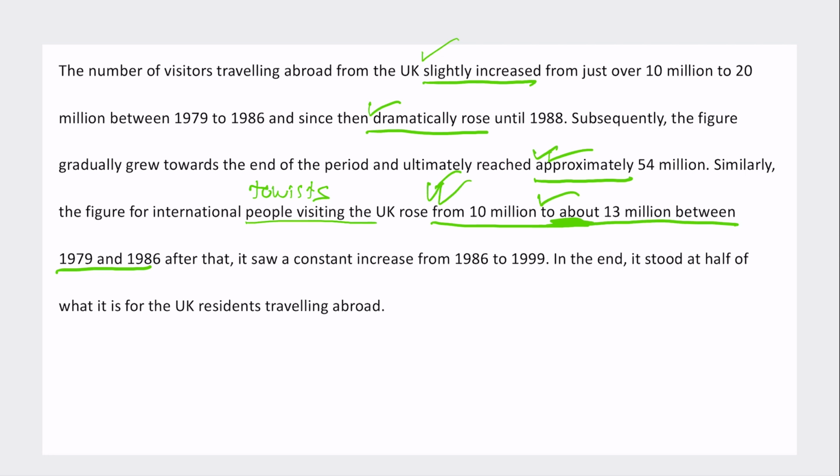And 1966, and then we're missing a word here, while after that it saw a constant increase in 1986 to 1999. In the end, it stood at half of what it is for UK residents travelling abroad. I like this little summary here.